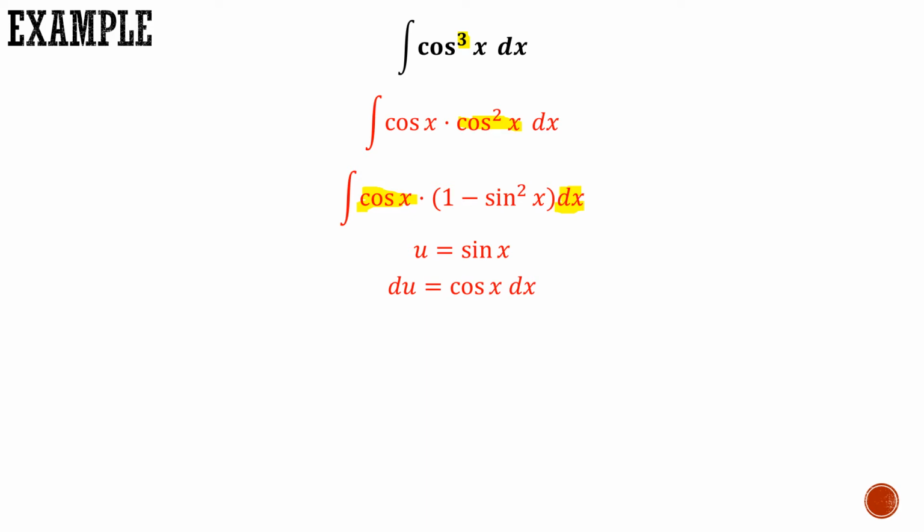And so now if I substitute back into my integral, I have the integral of 1 minus u squared du. And then if I integrate that, I'm left with u minus u cubed over 3 plus c. But again, I don't want the u in the problem, so I've got to replace it with my sine x. And so I'm left with sine x minus sine cubed x over 3 plus c.